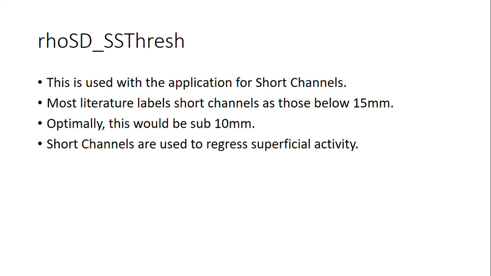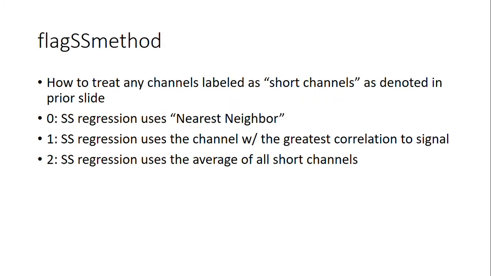What this function does is you just state what am I considering to be a short channel. If I put 15 millimeters in, it's stating anything under 15 millimeters I'm going to include as a short separation channel, and from that I will treat that separately and differently in my analysis. This is going to be how you treat it basically. So flag SS is again short separation. So it's how to treat any channels labeled as short channels.